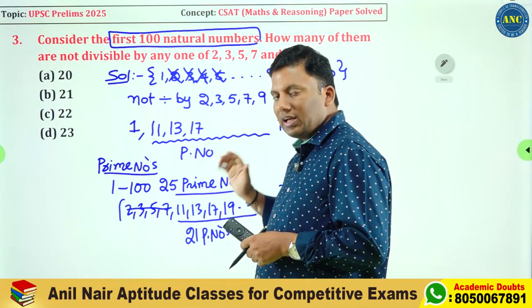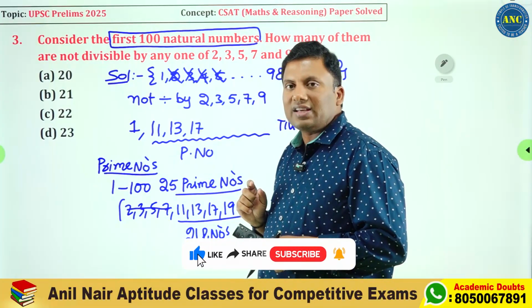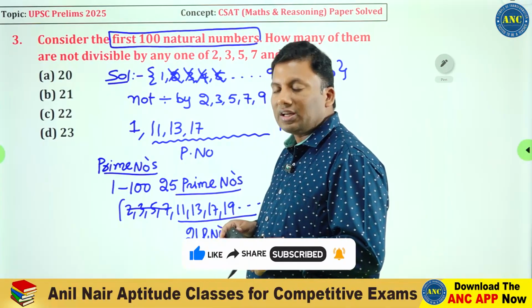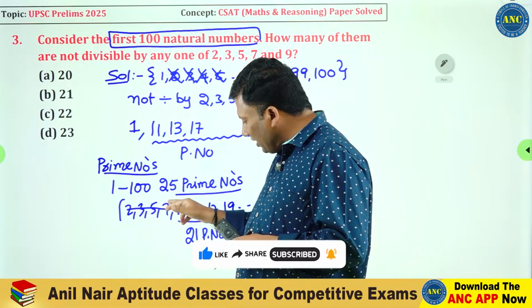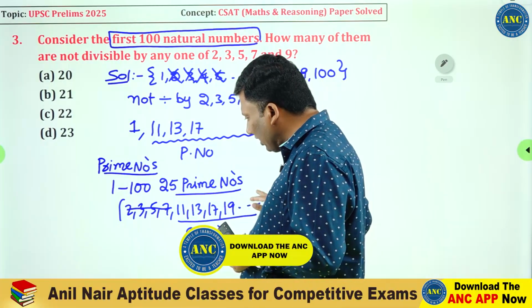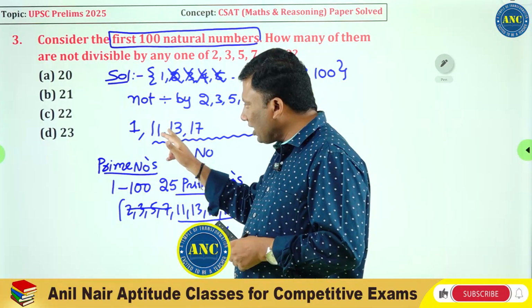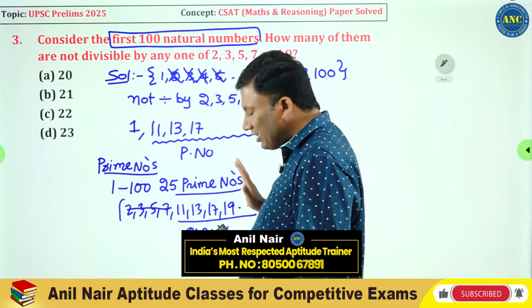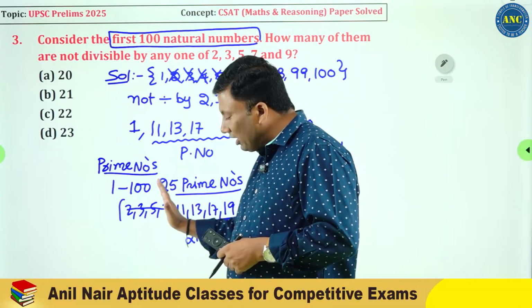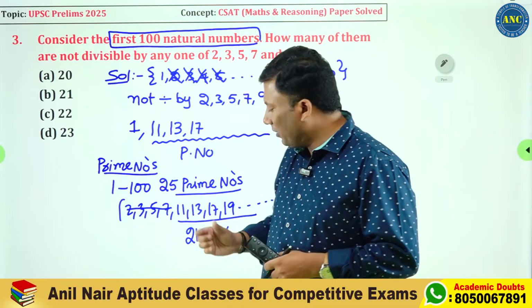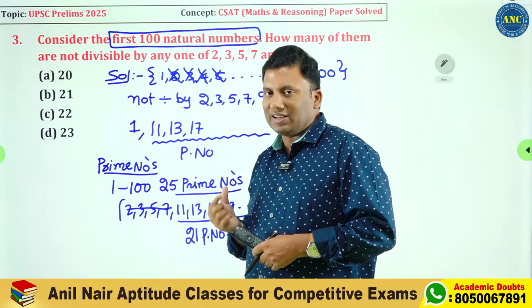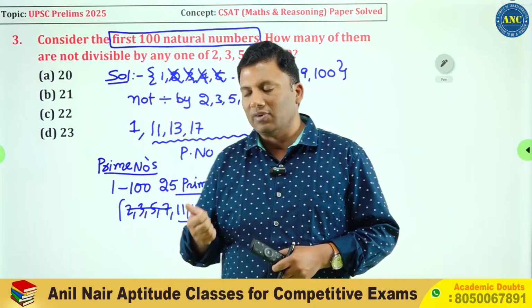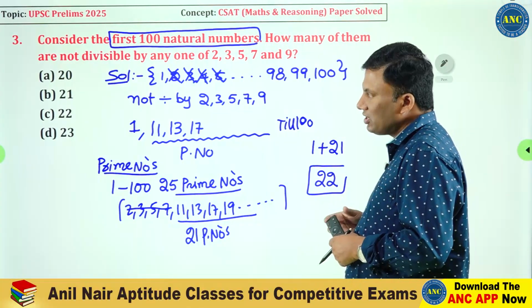Instead of counting, in prime number basics, there is a concept. From 1 to 100, there are 25 prime numbers. What are those prime numbers? 2, 3, 5, 7, 11, 13, 17, 19 and so on. It is starting from 11, so these 4 numbers I deleted. Out of 25, 4 numbers are deleted. Remaining 21. Here one number is there: 1 is neither prime nor composite. 1 plus 21. Total answer for this question is 22.